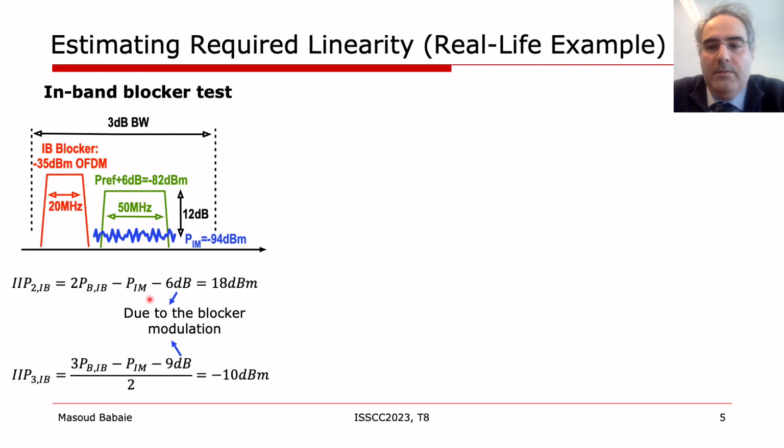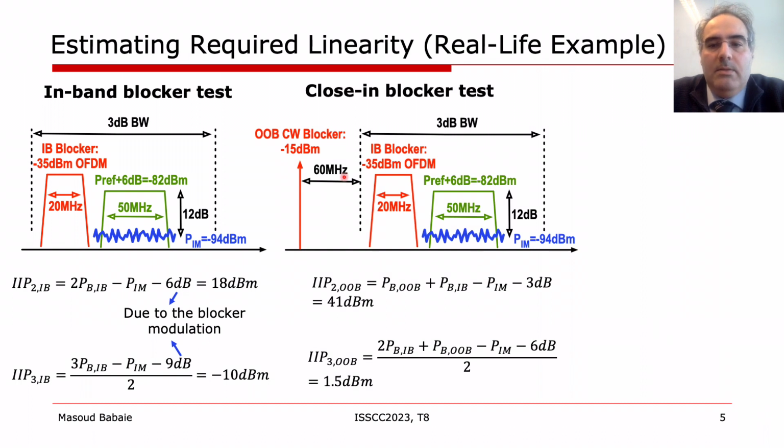PIM is the power of the intermodulated tone, which is about 12 dB below the desired signal level, not to limit the system bit error rate. The additional 6 dB and 9 dB terms are also included since the blocker is modulated. The second test is the close-in blocker, in which a -15 dBm continuous wave blocker is located at 60 MHz offset from the passband edges.